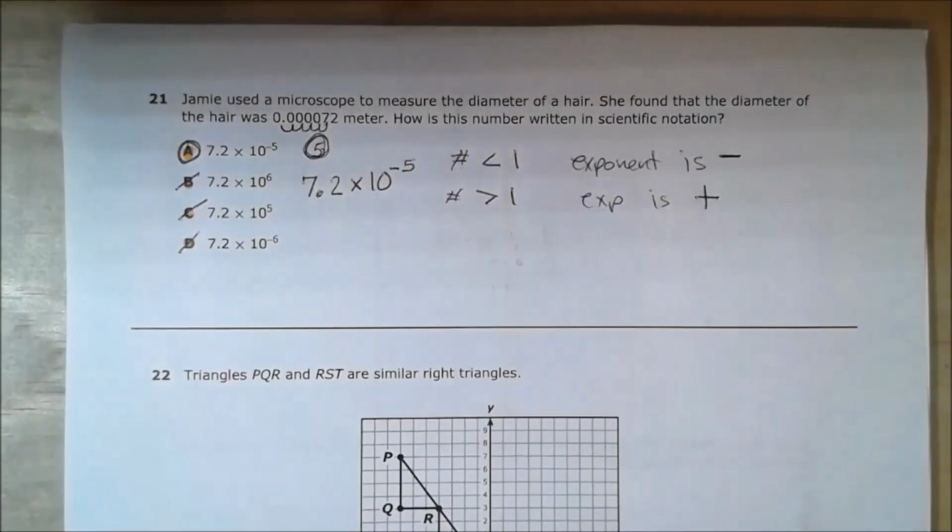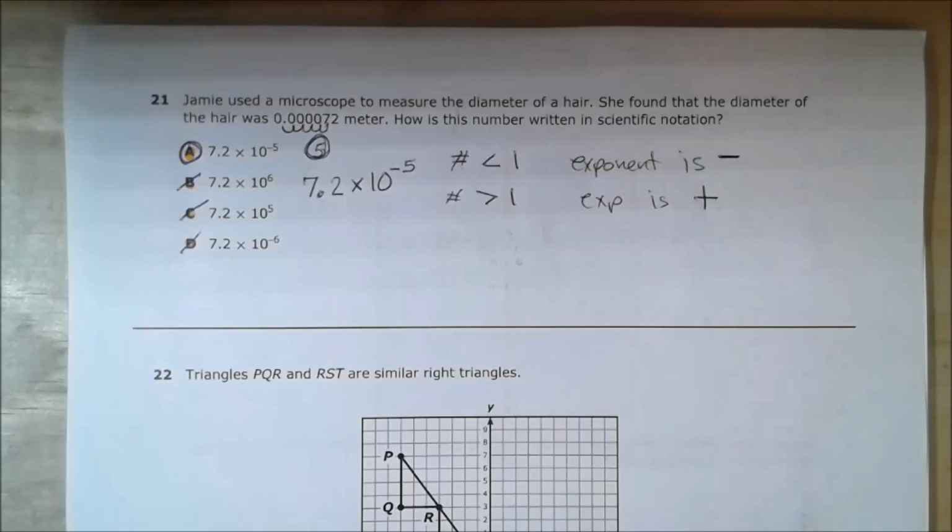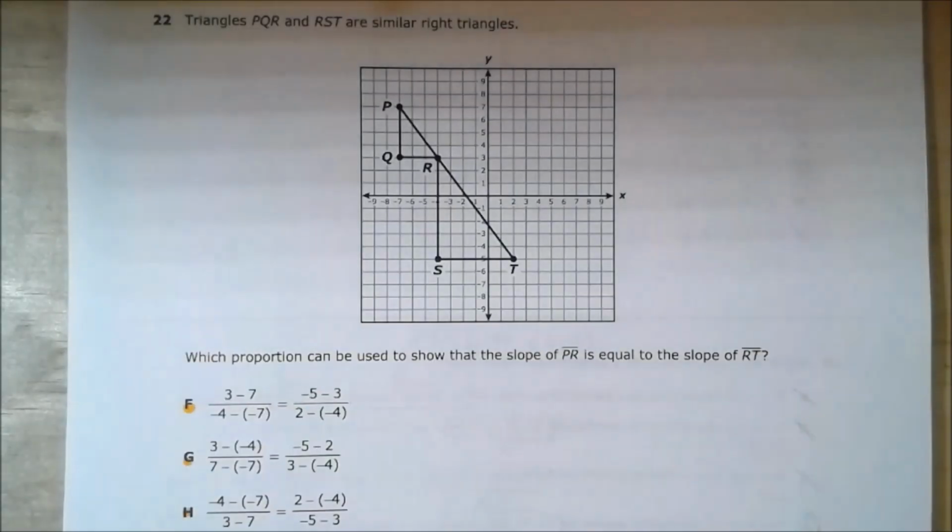Go ahead and pause this video, go to the next problem, and see if you can complete it on your own. Problem 22. Triangle PQR and RST are similar right triangles. Which proportion can be used to show the slope of PR is equal to the slope of RT?